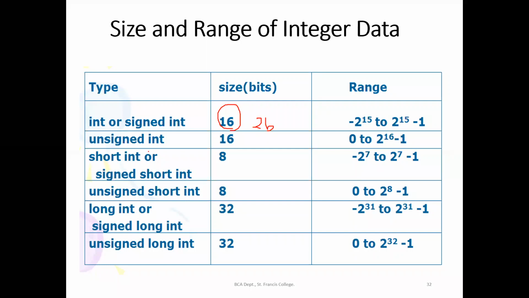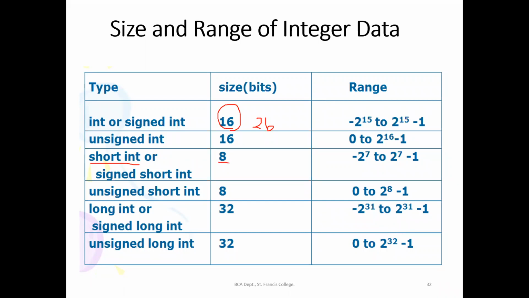2 bytes. And then unsigned integer will also be allocated 16 bits. Then there is a difference in the number of bits allocated for int and short int. As the term indicates, integer will be allocated 16 bits. Short int will be allocated only 8 bits.